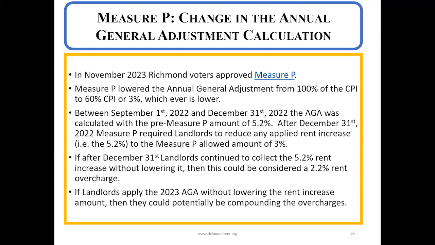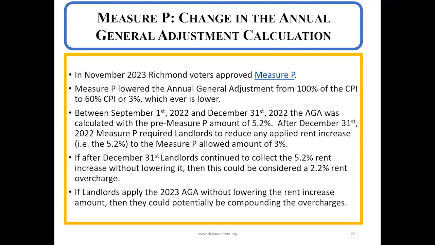El pasado año, en el noviembre del 2022, se aprobó la medida P que ha cambiado estas reglas para el programa de control de renta de la ciudad de Richmond. So previously, the annual general adjustment was calculated to be 100% of the consumer price index.